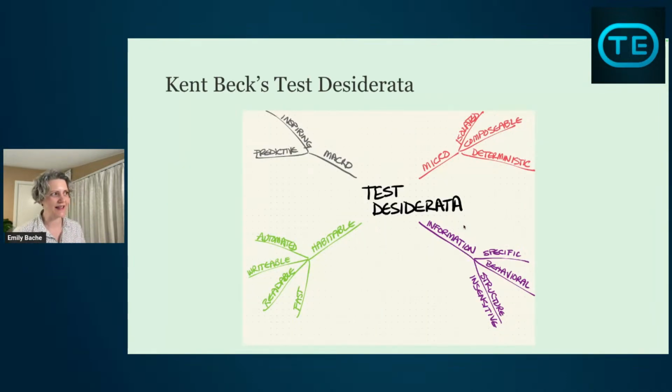So Kent Beck came up with these test Desiderata to explain the desirable properties that he would expect tests to have. It's a vocabulary for talking about good things about tests. There are 12 of them, split into these 4 categories. And we're going to talk about several of them this evening.